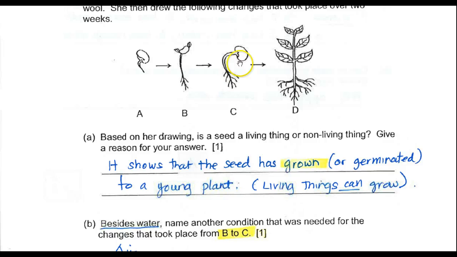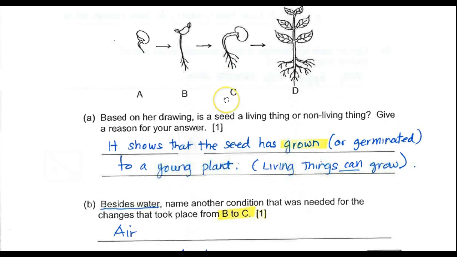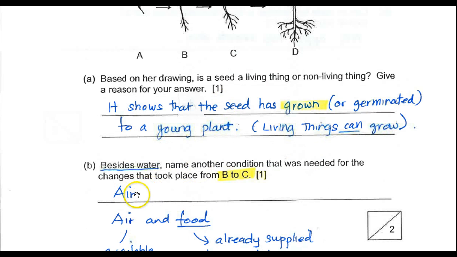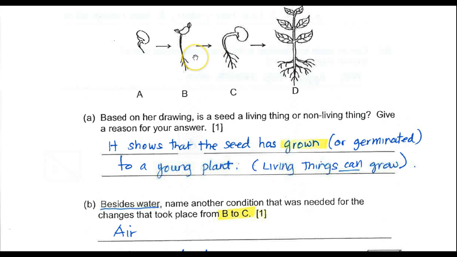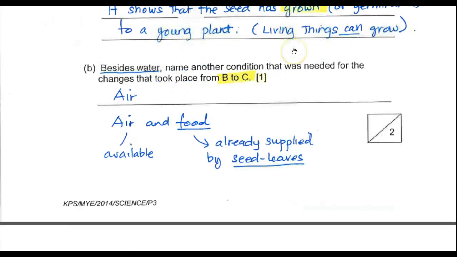Now, for this case, food is given, right? Food is already in the seed leaves, so there's no necessity for you to put food. If you put air and food, it is fine, but air is needed as a condition besides water. But do not put sunlight there, because for germination, sunlight is not needed. The seedling at this size at C can't even make any food because it has no leaves. Let's carry on to the next one.